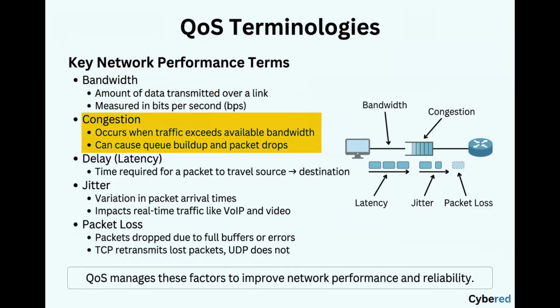Congestion occurs when the volume of network traffic exceeds the available bandwidth. When too many packets arrive at a network device, its queue can become full, causing delays and packet drops. QoS is often implemented at these congestion points to manage traffic more efficiently.